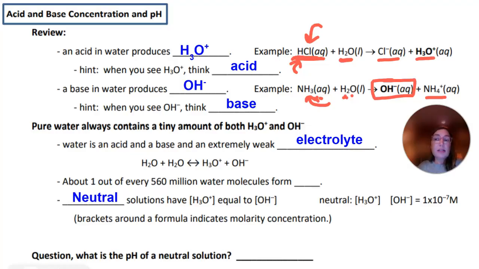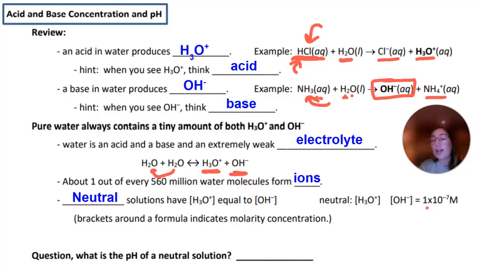Water does what we call self-ionize or auto-ionization. So one water will give up an H plus to the other water so that you end up with H3O plus. An extra H on one water makes hydronium, and missing an H on the other water makes hydroxide. So there's a small amount of hydronium and hydroxide that's always present in water, but it's always equal. They neutralize each other out. So about 1 out of every 560 million water molecules actually forms ions. So this is a very small portion.